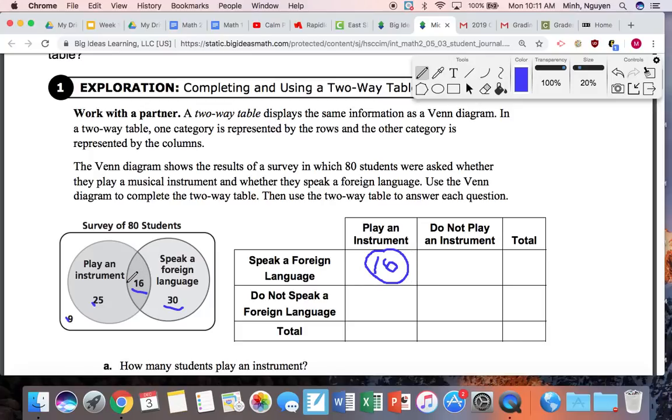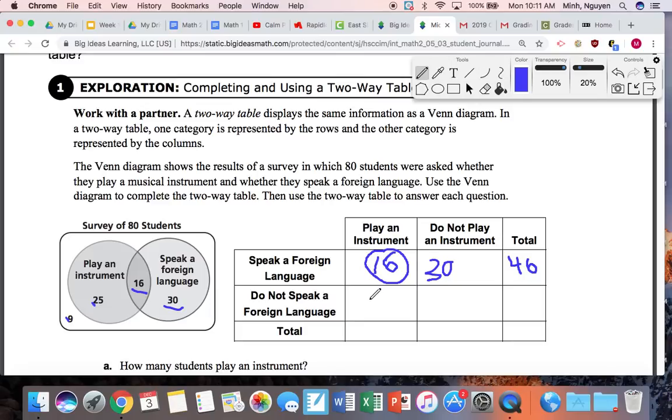Now we want those who do not play an instrument, so we don't want it to be in this circle of the Venn diagram, but we do want them to speak a foreign language, so that's 30. So you have 16 and 30 here, and to get the total, you just add them up. So I have 46 here.